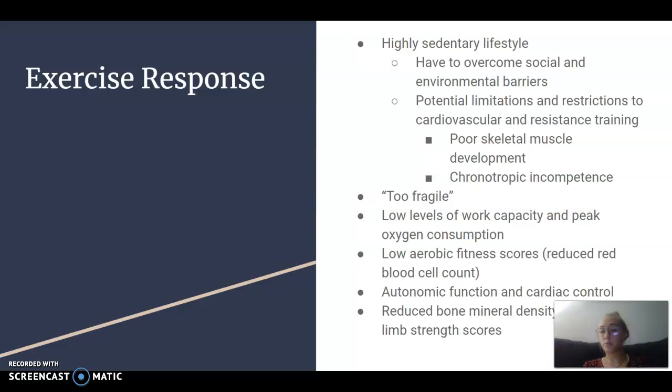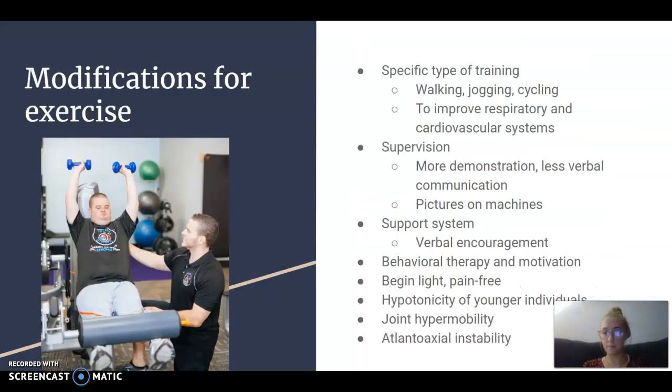And then they reduce bone mineral density, and exercise increases your bone density, so that'll help them improve that. As far as modifications go, I think a lot of it depends on the specific type of training that you're doing, based on their activity level, based on their age. For example, aerobically, you can start with walking, and as it's tolerated, you can go to maybe a seated stationary bike, to cycling, to jogging, just depending on the progression, and this will improve respiratory and cardiovascular systems.